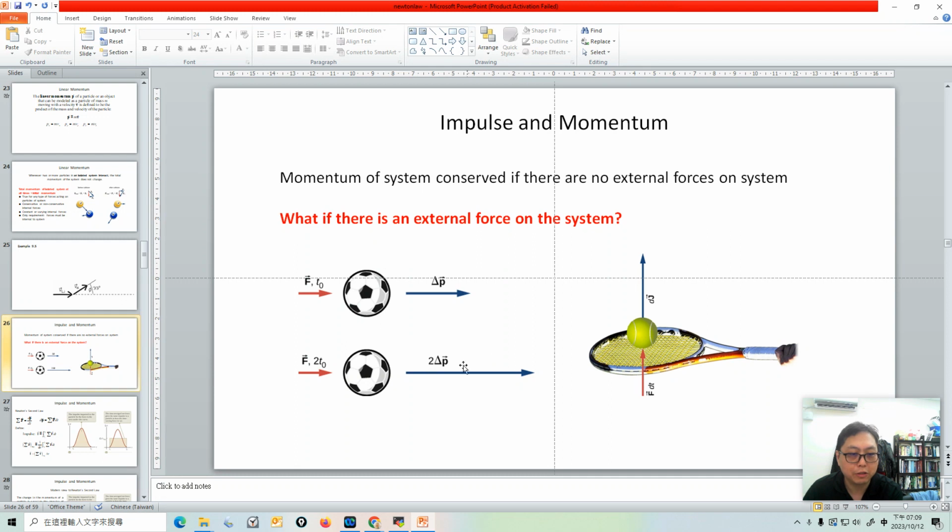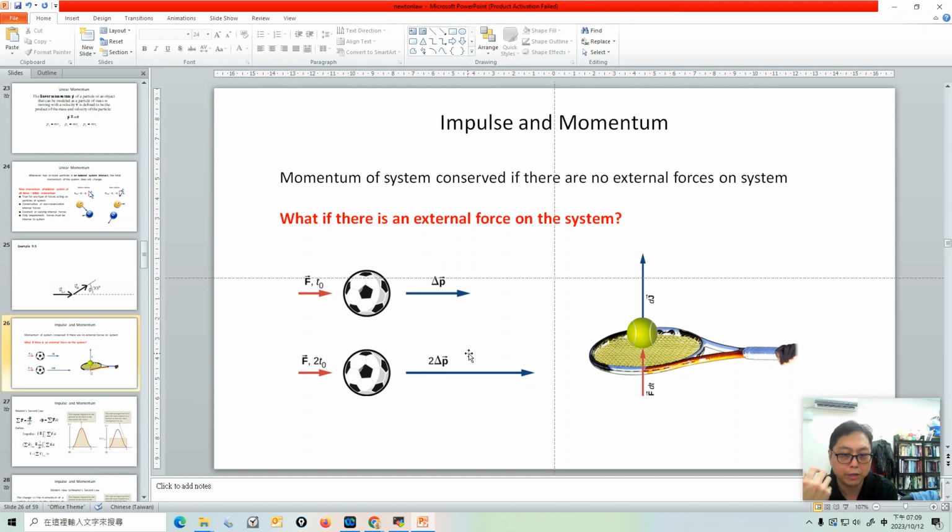Then this picture already gives you a hint. If your system has no external force, your momentum is conserved. Once you have external force, you will have momentum changed.